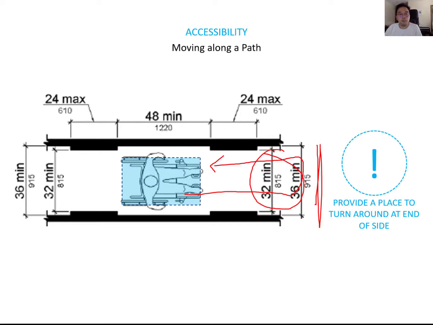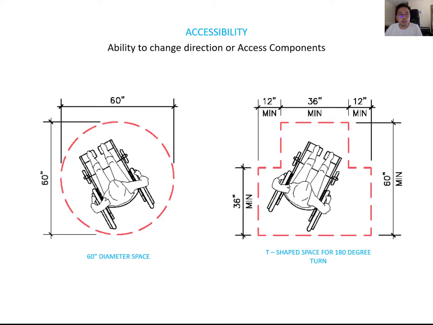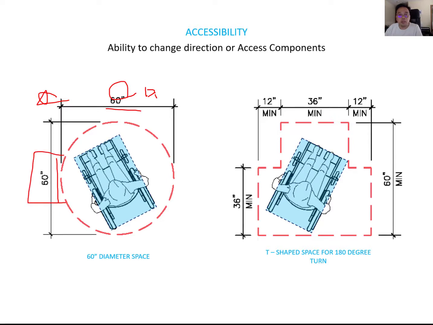What is the minimum dimension for turning? This turning dimension also starts from 30 inch by 48 inch, and for any dead end passageway, you have to provide a 60 inch diameter space. I think this is the second important dimension to understand: the 30 by 48 inch clear space, and then you also have to memorize this 60 inch diameter space. So when the wheelchair is in the dead end, with a 60 inch diameter space, it can turn around easily.